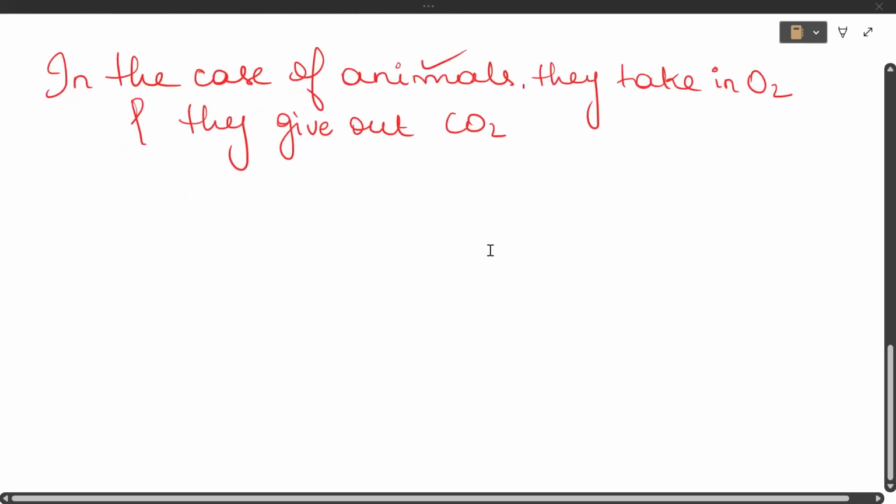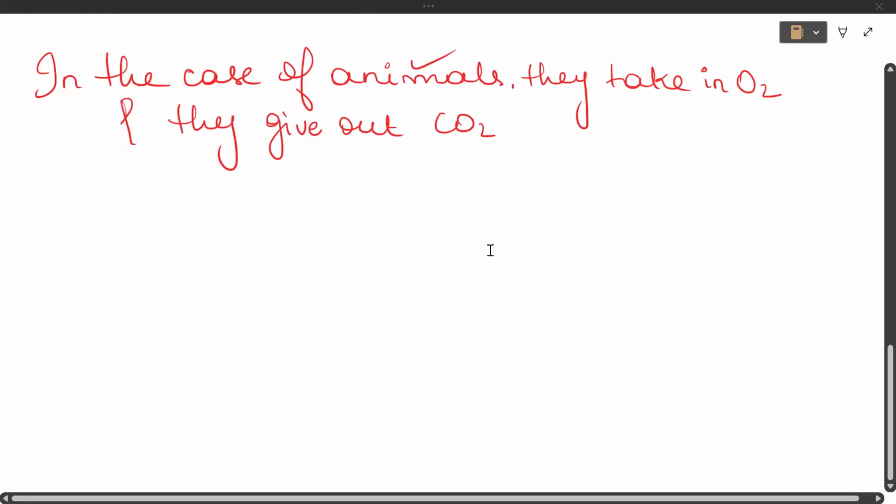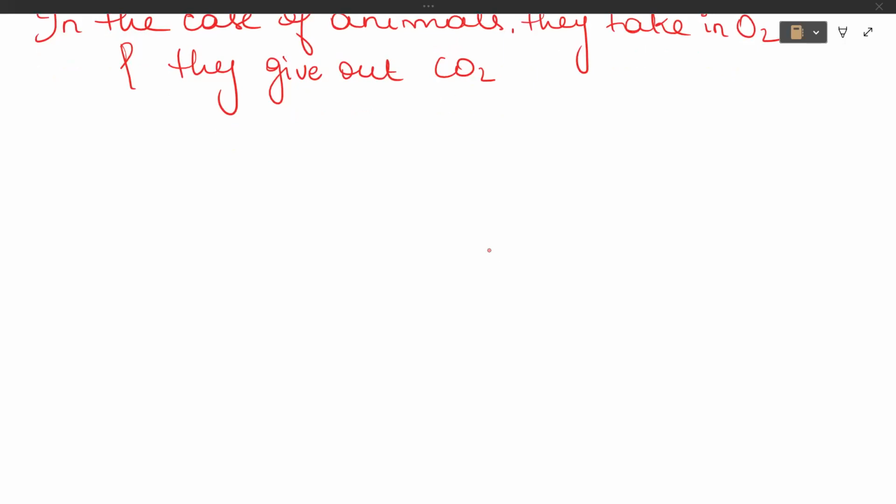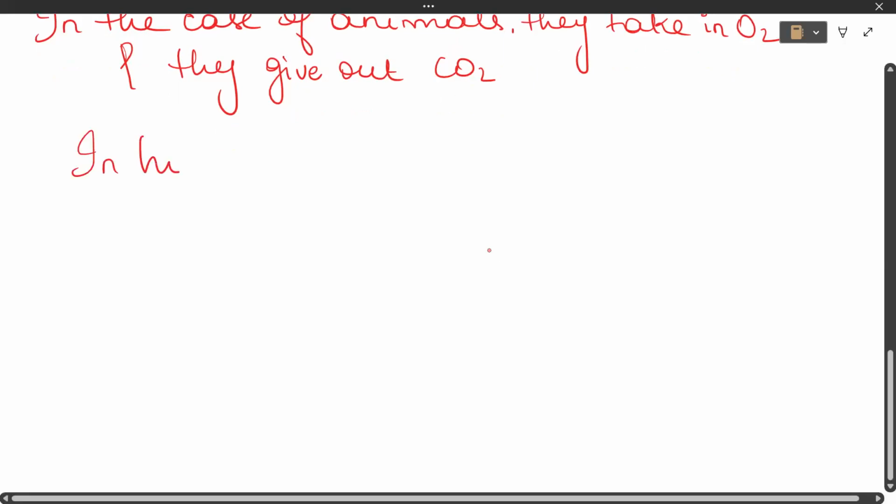Now, see what happens whenever we take in the oxygen. It is quickly distributed to all the different cells in our body. When it goes to different cells, our cells use this oxygen and that oxygen is absorbed. Is it clear?